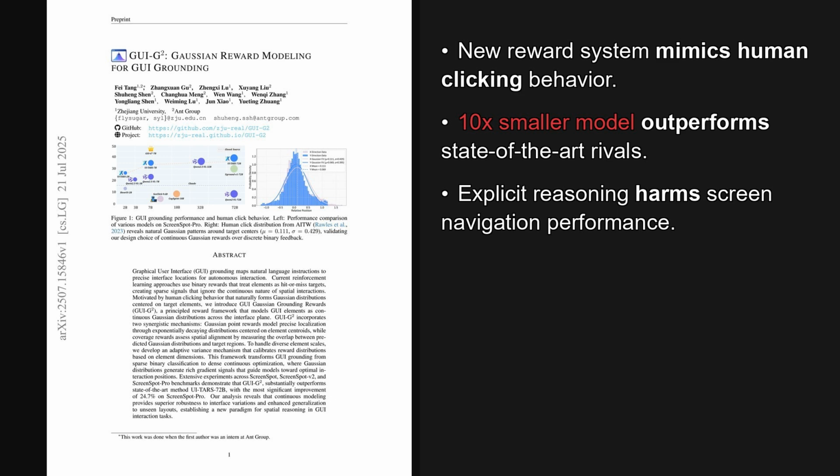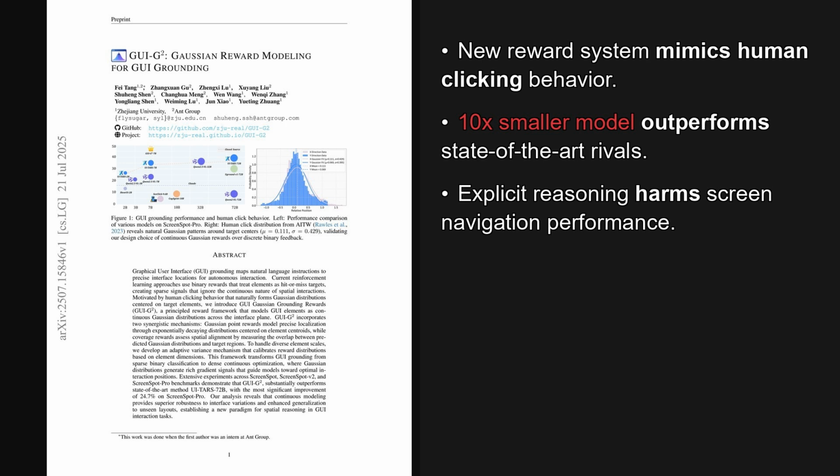I'm Alex, and today we're looking at a paper from the Hugging Face trending list, published on July 21st, 2025, just yesterday. This paper's new model outperforms a state-of-the-art system by over 9% on a key benchmark, while using 10 times fewer parameters. The paper is titled GUI-G Square, Gaussian Reward Modeling for GUI Grounding, and it introduces a really clever way to think about how AIs interact with interfaces.